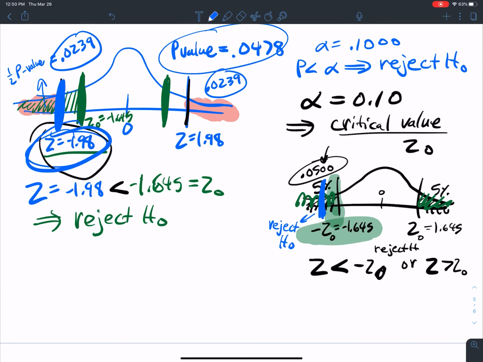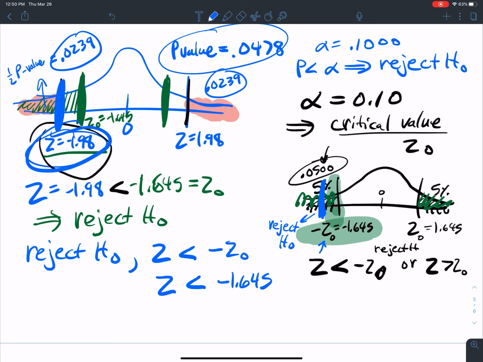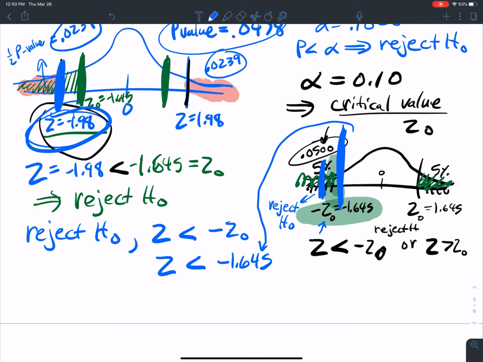So that tells us to reject. So on your test, you're going to be asked to write, what's your decision? I reject H naught. Why do you reject H naught? The z-score I found is less than that negative z naught that's right here. The z-score I found is less than that. If you want to write the z-score is less than the negative 1.645, because that's the cutoff point right here, I'm okay with that. If writing the number is better than the z naught, that's fine.